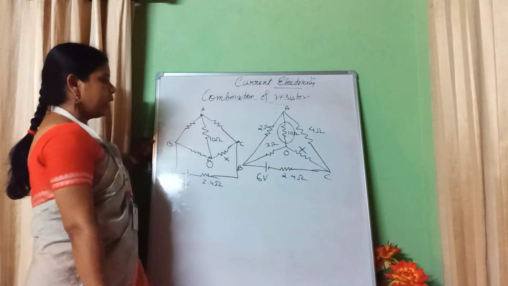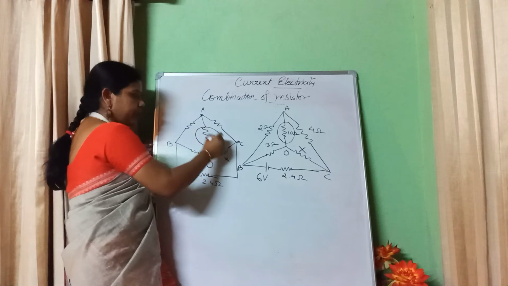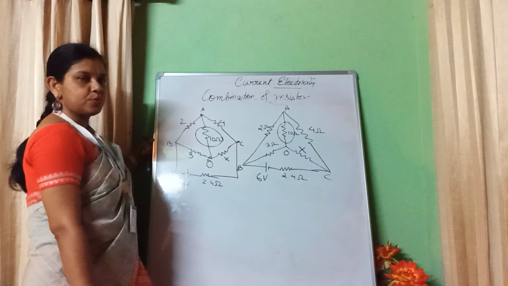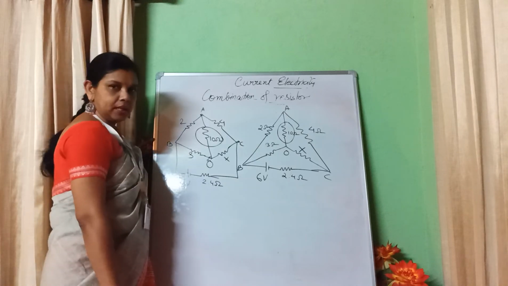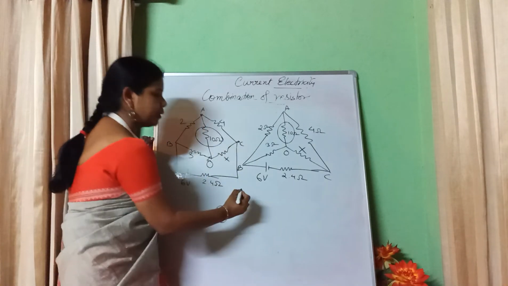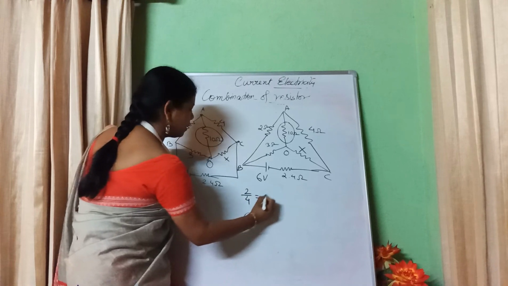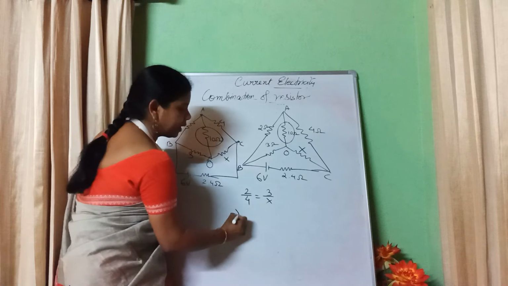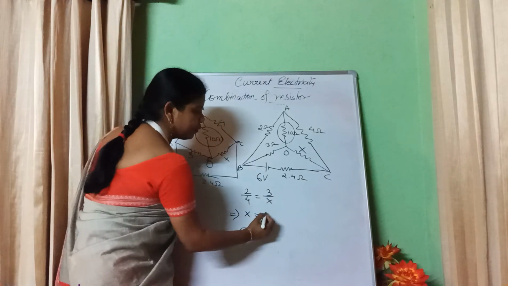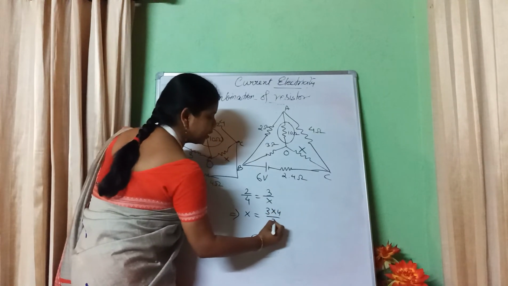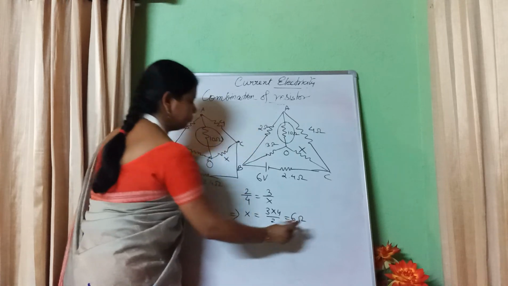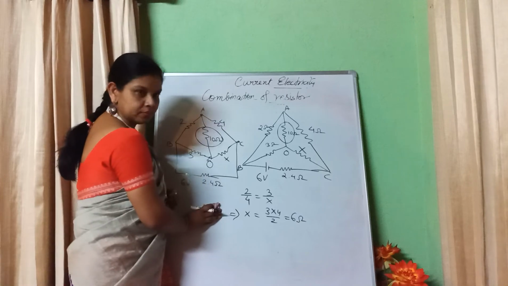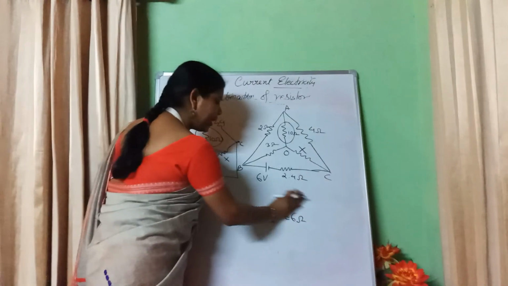See, tell me. If no current is flowing through here, this is 2, this is 4, this is 3. If no current is flowing through it, then what does it mean? It is a balanced bridge. If it is a balanced bridge, then 2 by 4 must be equal to 3 by X. So X will be equal to 3 into 4 divided by 2. So it will be 6 ohm. Done? So the value is calculated.